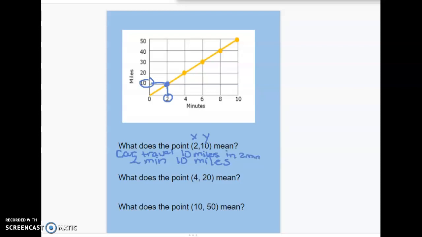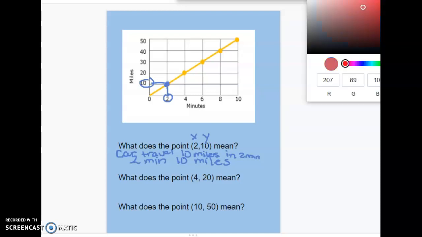Let's look at the next point, 4 and 20. Let me see if I can change this color so you can see it better. Okay, 4 and 20 right here. Well, color didn't change, but we'll stick with it. So it means the car can travel 20 miles in 4 minutes. And then pause this and try the next one. What does 10, 50 mean?